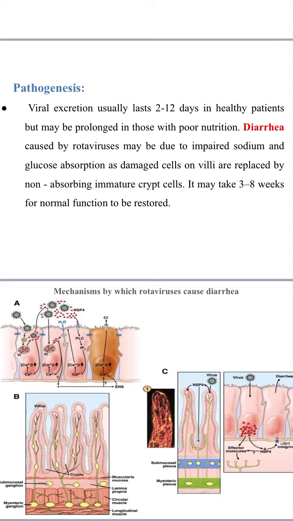The most important non-structural protein, type 4, of the virus can disrupt tight junctions, which leads to paracellular flow of water and electrolytes. Also, this non-structural protein will bind to a specific receptor and trigger a signal cascade through phospholipase C, which leads to release of calcium. Non-structural protein 4 can also stimulate the enteric nervous system, which in turn signals an increase in intracellular calcium.